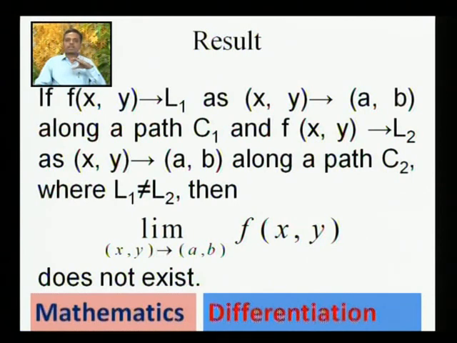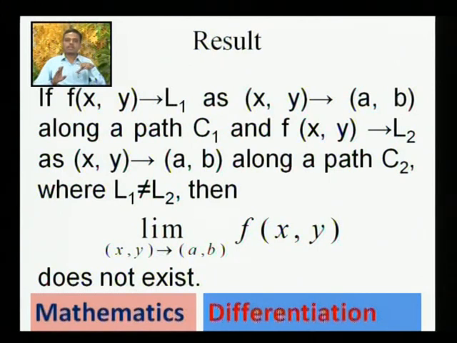f(x,y) tends to L1 as (x,y) tends to (a,b) along a path C1. See, from point (x,y) to (a,b), there are so many paths. Now, if you consider f(x,y) tends to L1 along path C1, and consider another limit, say f(x,y) tends to L2 along path, say C2, where L1 and L2 are different, then what happens? The limit of f(x,y) as (x,y) tends to (a,b) does not exist.